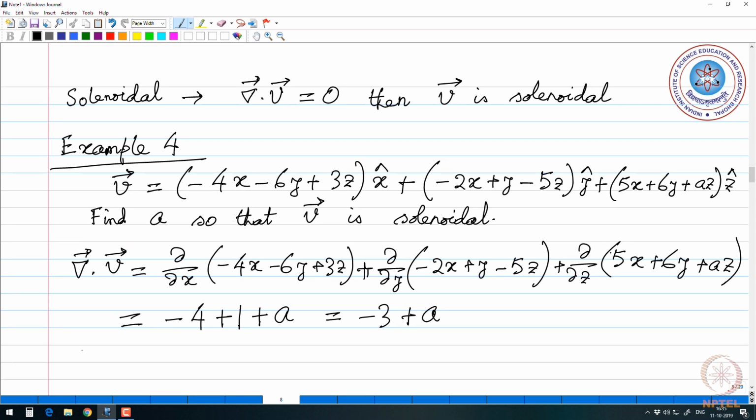So in order for the vector to be solenoidal, we need divergence of v equals 0. That means −3 + a equals 0. This implies that a equals 3. This is the condition for the vector to be solenoidal. Let's move on to another example.